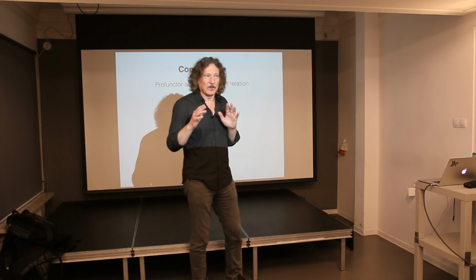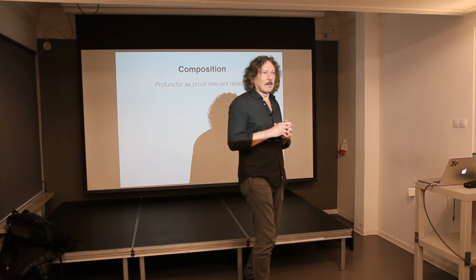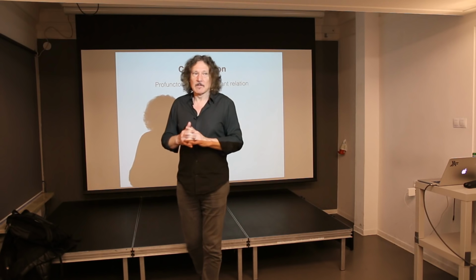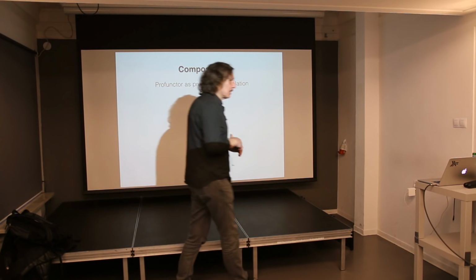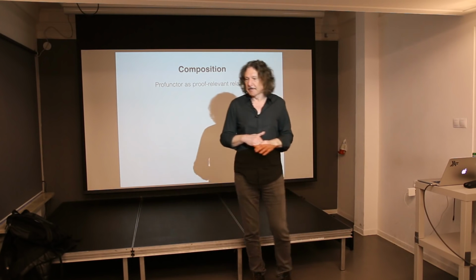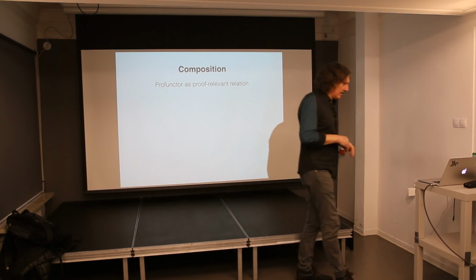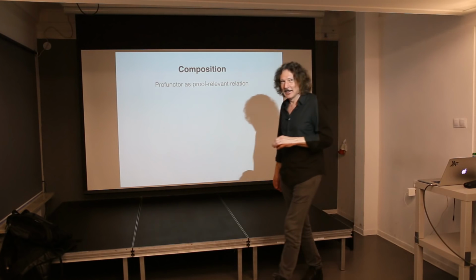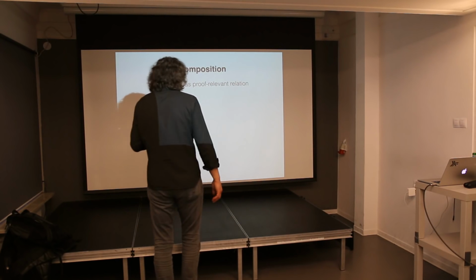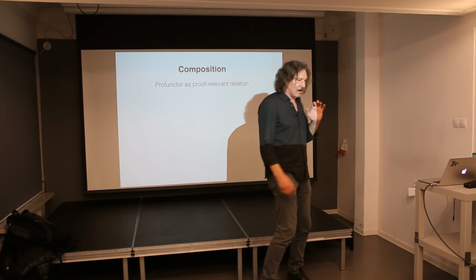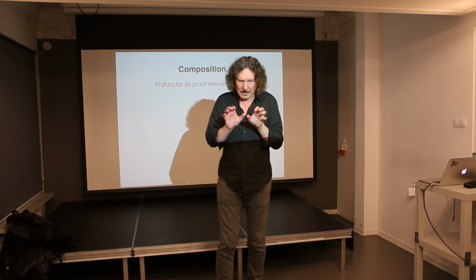And I'm using set and type interchangeably. It's not really the same, but from the categorical point of view, we can pretend that types are sets. And I know mathematicians will know, yeah, I'm going to get really bad feedback for this, but okay. So you can think of these profunctors as proof-relevant relations.